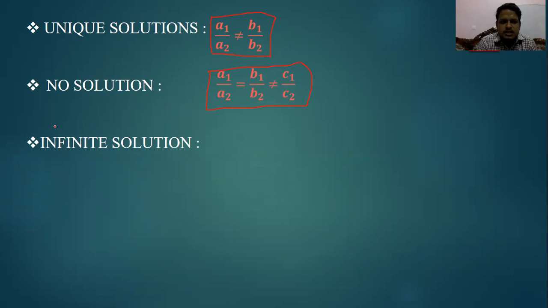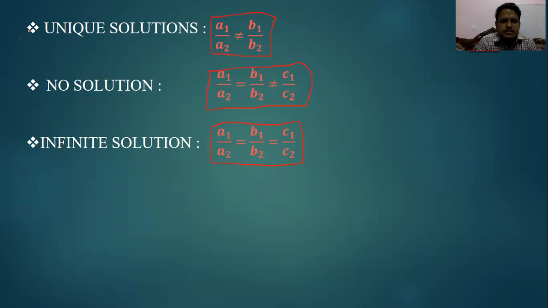Now we will take the third case, infinite solutions. For infinite solutions, we have seen that we are getting coinciding lines. So for that, we have the condition that a1 upon a2 is equal to b1 upon b2 is equal to c1 upon c2. If we get this condition, then we get coinciding lines, and if we get coinciding lines, then we know that we will get infinite solutions.